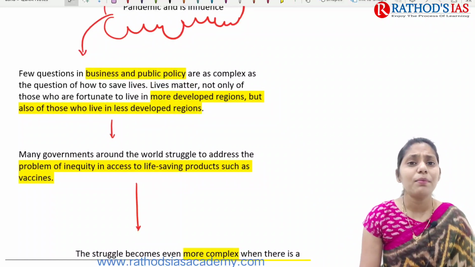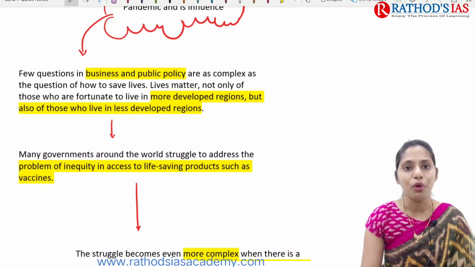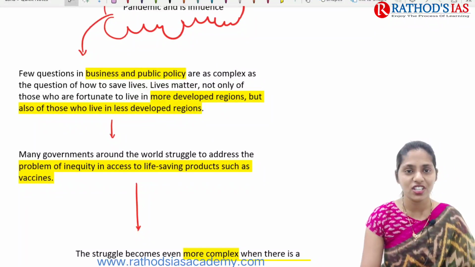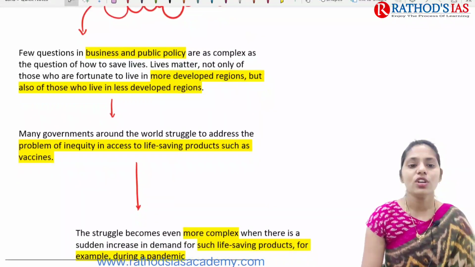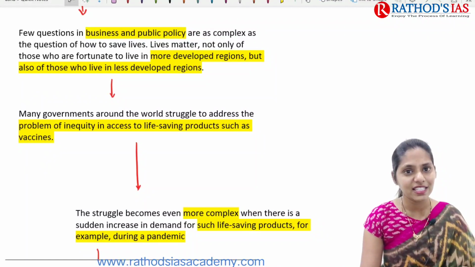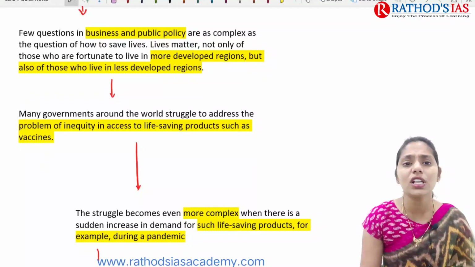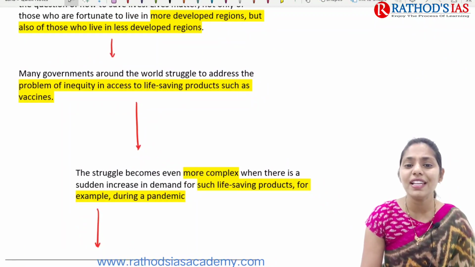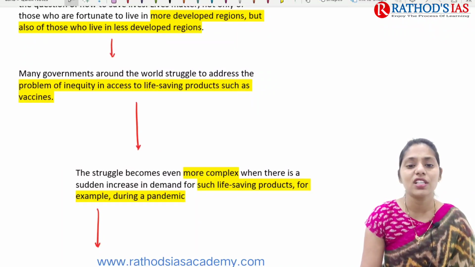So here there are a number of questions mainly seen in TV headlines, like business and public policy. Business and public policy are very complex questions that mainly focus on how to save the lives of people. If you're talking about developed countries and less developed regions, it is a comparison of how companies, especially pharmaceutical companies, are working. So many governments around the world mainly struggle to address problems of inequity in access to life-saving products such as vaccines.